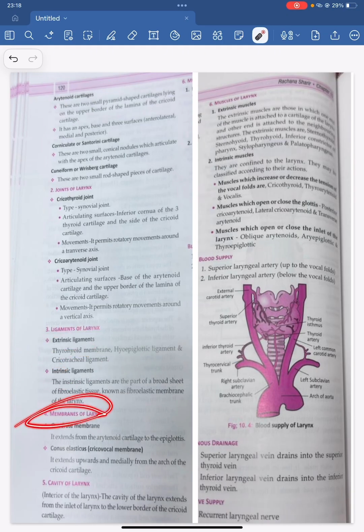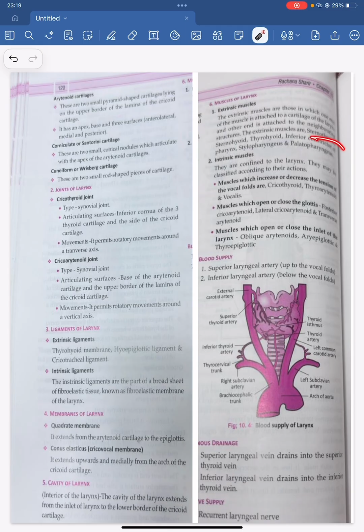Membranes of the larynx are the quadrangular membrane and conus elasticus. The cavity of the larynx extends from the inlet of the larynx. These are not required. Some muscles are important: extrinsic muscles and intrinsic muscles. Extrinsic muscles are those in which one end is attached to the cartilage of the larynx and the other end is attached to a neighboring structure.